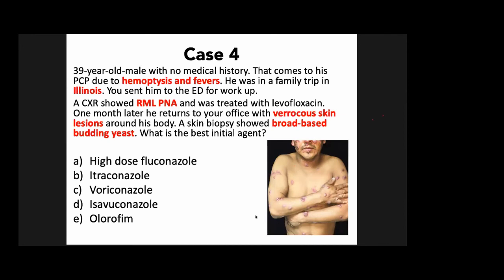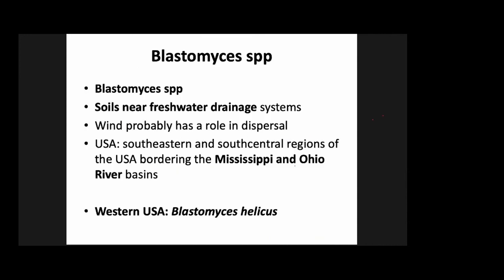Now we can show the poll. Okay, 55% say A, high dose fluconazole, and 45% say C, voriconazole. So the answer here is itraconazole. It's the initial therapy for Blastomyces. So let's talk a little bit about blastomycosis.